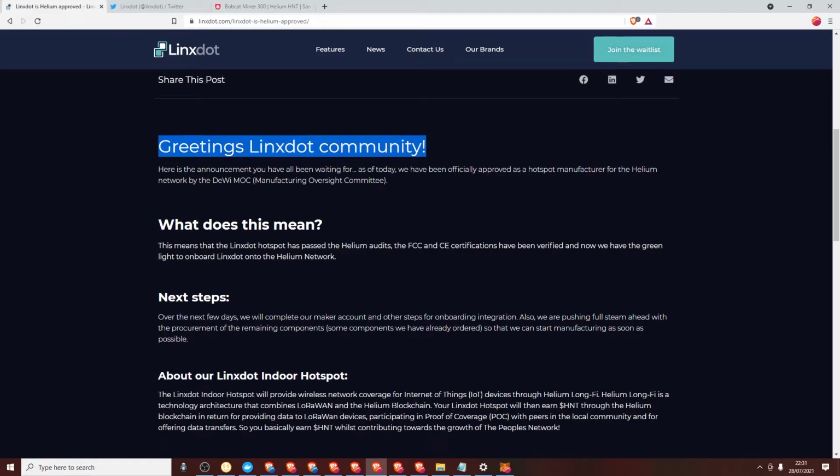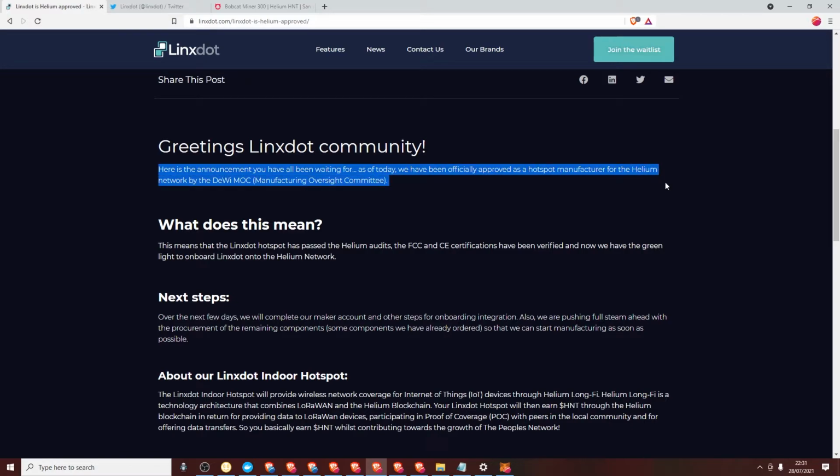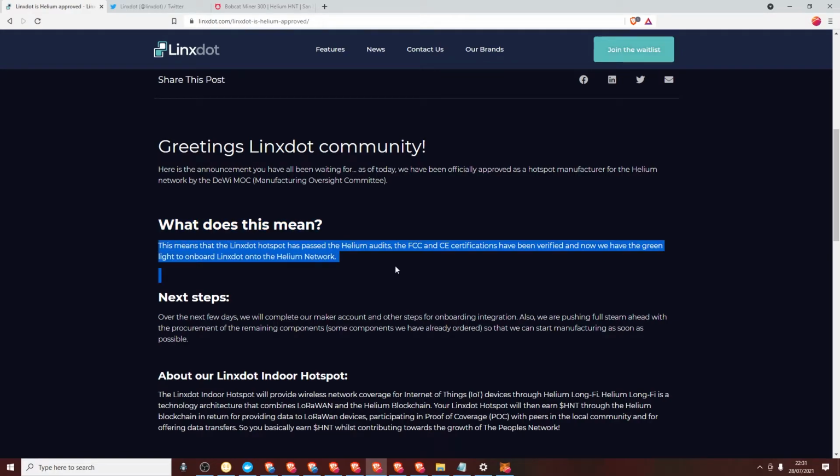Greetings, Linxdot community. Here is the announcement you've all been waiting for. As of today, we have been officially approved as a hotspot manufacturer for the Helium network by the DOE MOC, Manufacturing Oversight Committee. So what does this mean? This means that Linxdot Hotspot has passed the Helium audits, the FCC and CE certifications have been verified, and now we have the green light to onboard Linxdot onto Helium network.